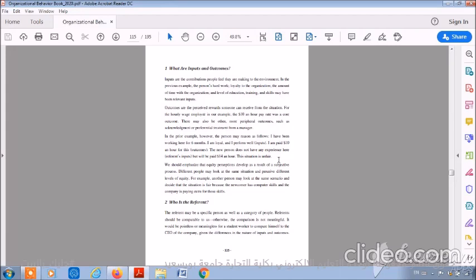For the hourly wage employee in our example, the $10 an hour pay rate was a core outcome. There may also be other more referral outcomes, such as acknowledgement or preferential treatment from a manager.